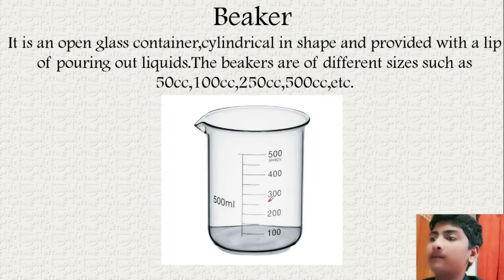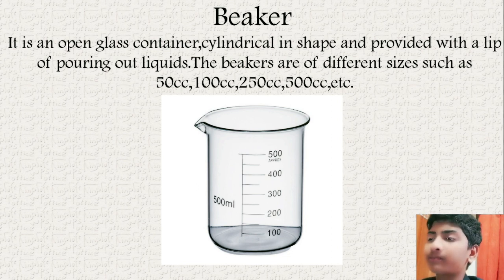Next, beaker. It's an open glass container in cylindrical shape and provided with a lip for pouring out the liquids. These beakers are of different sizes: 50 cc, 100 cc, 250 cc and 500 cc. These are measured in the cc levels or the ml levels. This is also used for mixing.